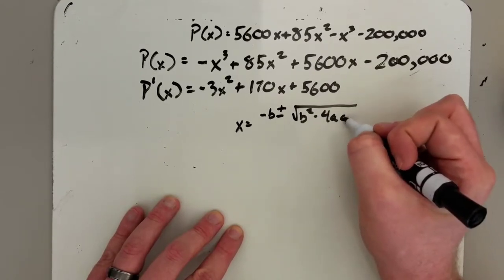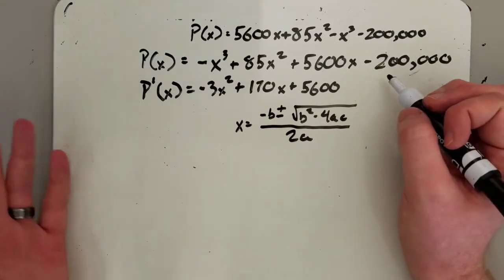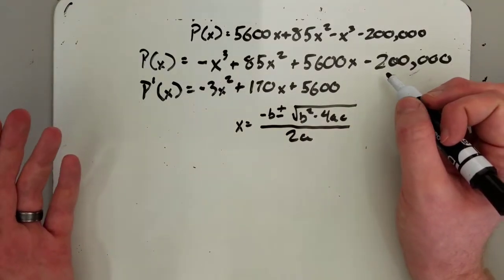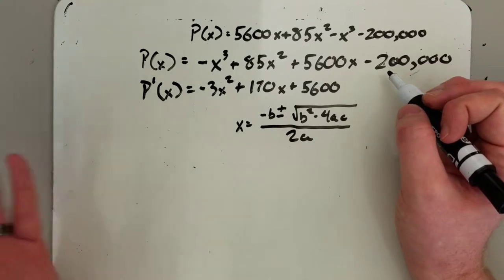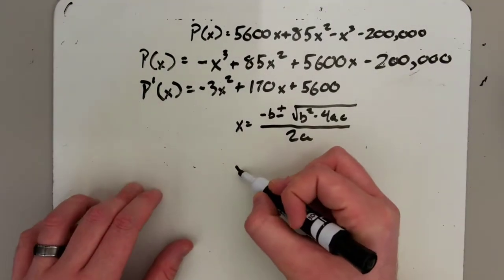All over 2a. Again, you could factor this. It's not divisible by 3 or anything like that, or negative 3, so it would be a little bit harder. You could complete the square. I don't know why in God's name you'd want to do that. But let's go ahead and plug this in.